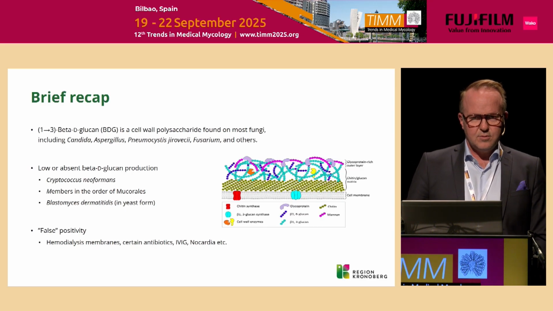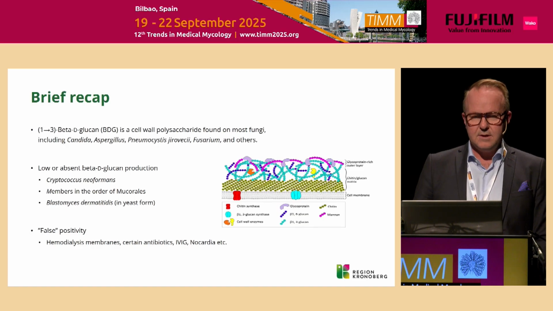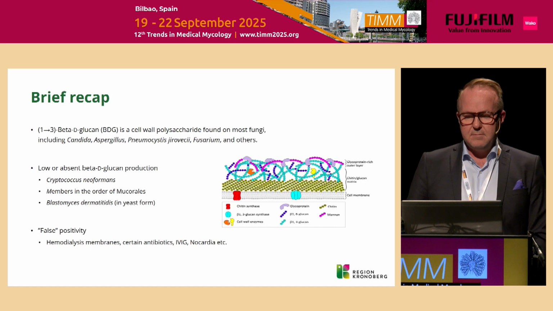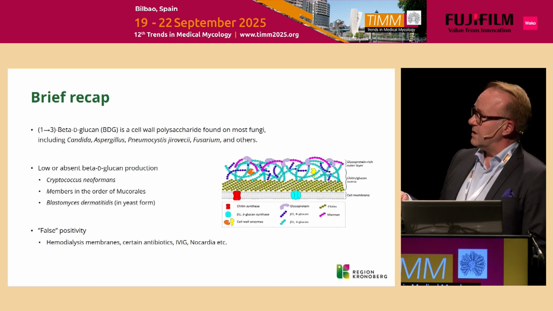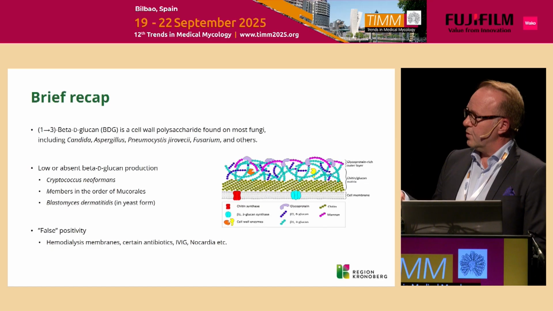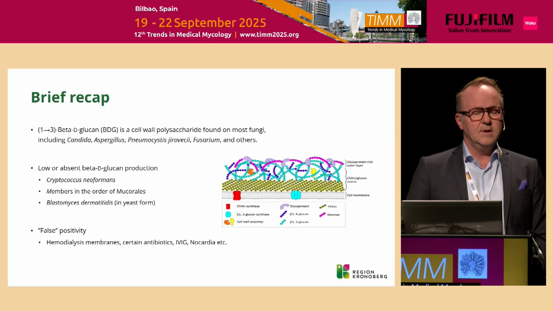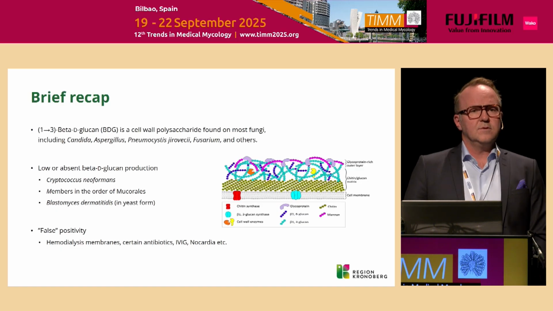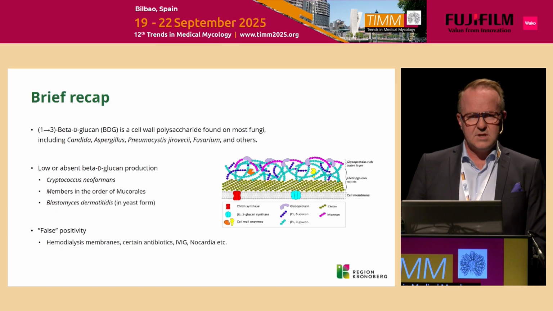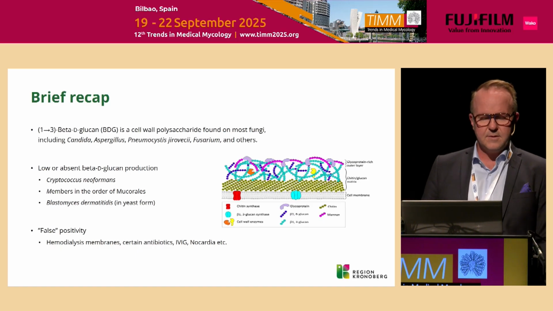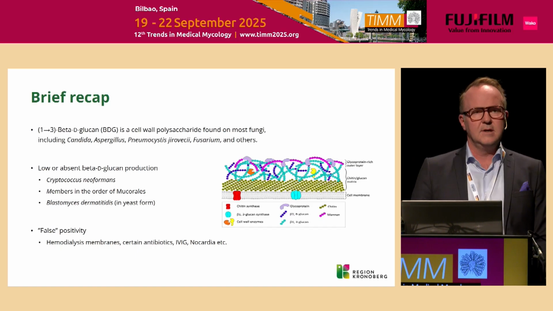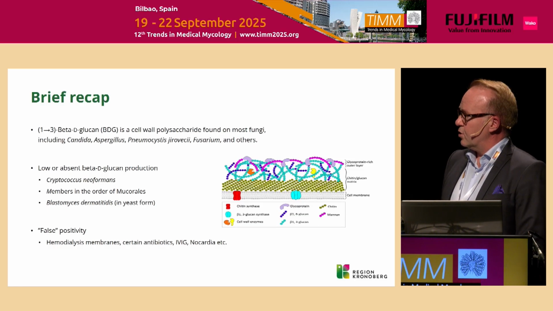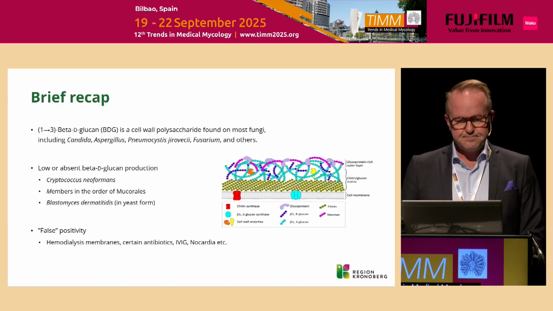We have a knowledgeable audience here, but as you know, beta-glucan is a major component of most medically relevant fungi, with the clear exception of Mucorales. Also in cryptococcosis and in blastomycosis, it's of no value for the diagnosis. There have been some sources of false positivity reported, things like hemodialysis membranes, surgical gauzes, certain antibiotics, the use of intravenous immunoglobulins, and Nocardia infection, for example.